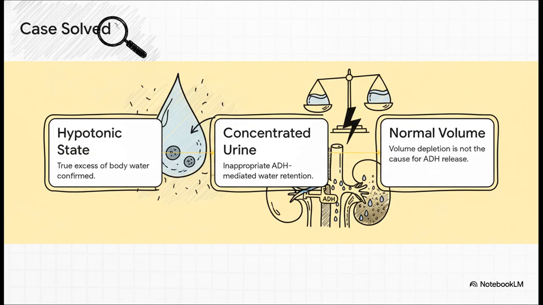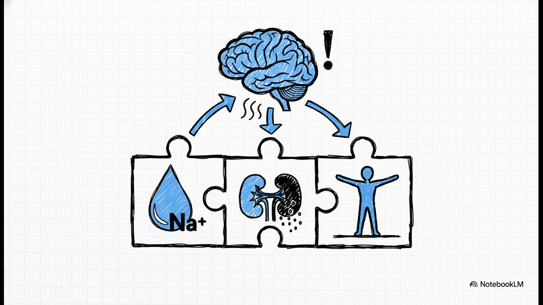Okay, let's put it all together now. What have we figured out? 1, we've got a case of true hypotonic hyponatremia. 2, we know that ADH is active when it absolutely shouldn't be, causing the body to retain water. And 3, we've ruled out volume depletion as the cause for all this, since the patient is euvolemic. So, when you line up all those clues, what's the diagnosis? It's the classic textbook case of the syndrome of inappropriate antidiuretic hormone secretion. You might know it as SIADH.